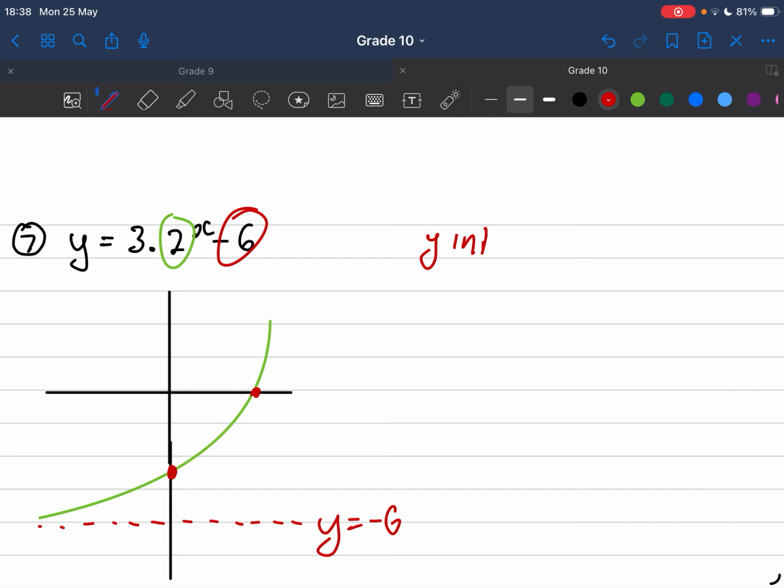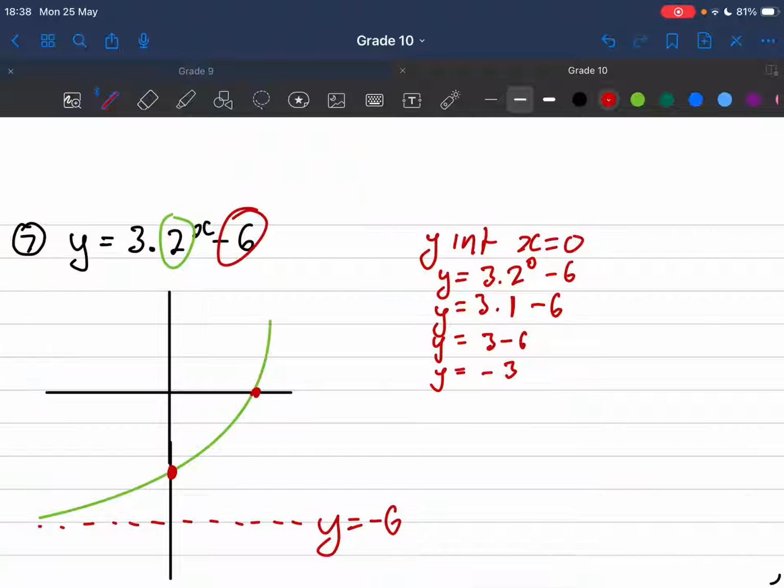So let's start with the y-intercept. x equals 0, so y equals 3 times 2 to the power 0 minus 6. So y is equal to 3 times 1 minus 6, which is equal to 3 minus 6. So y is equal to minus 3. That's gonna be my y-intercept. Let me just check if I did that correctly. 2 to the 0 is 1, 3 times 1 is 3, minus 6. Yeah, so that should be fine.